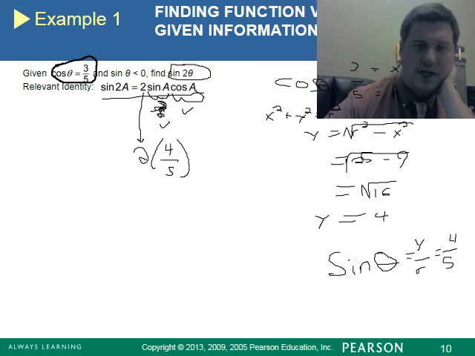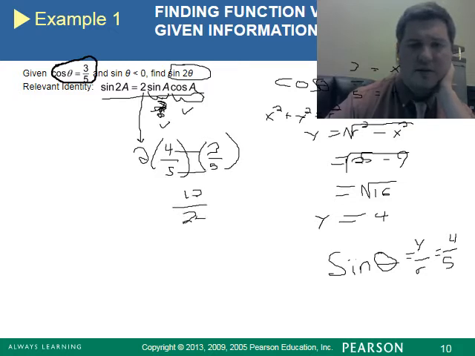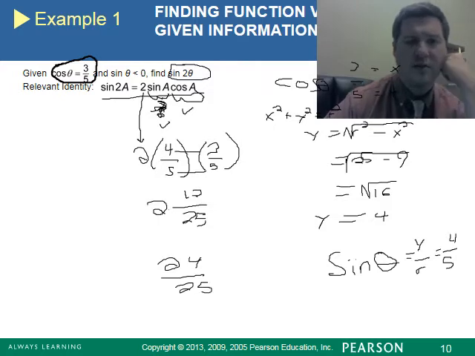Times the cosine of our angle, and we were given that 3/5. Multiply this out, multiply our numerator straight across, we get 12, 5 times 5 is 25, and that gets multiplied by 2, so that's 24/25, and that should do it for us.